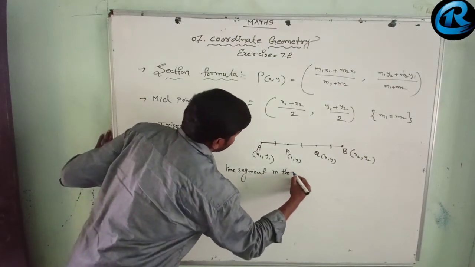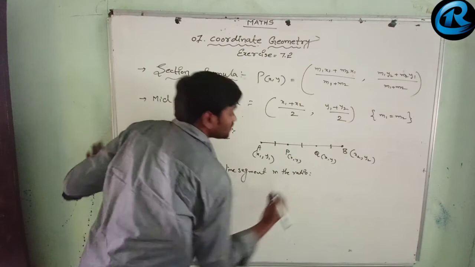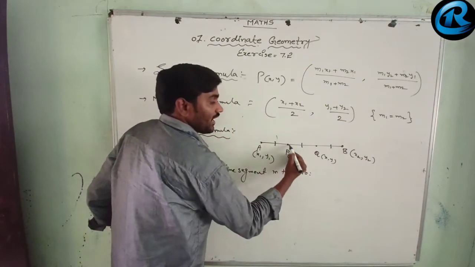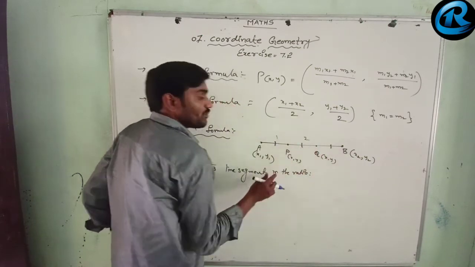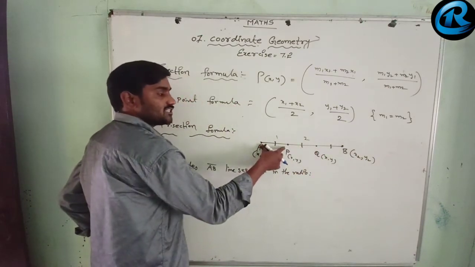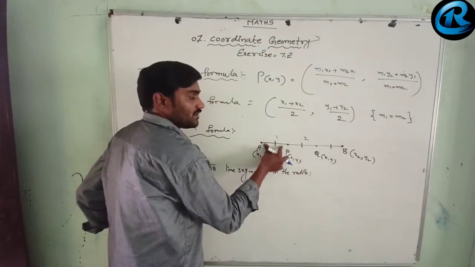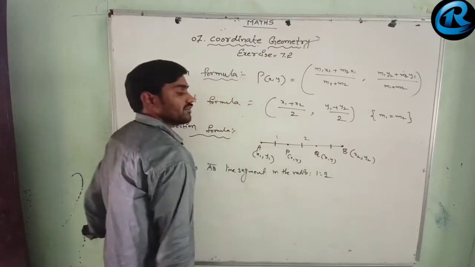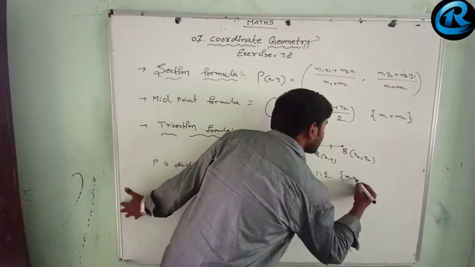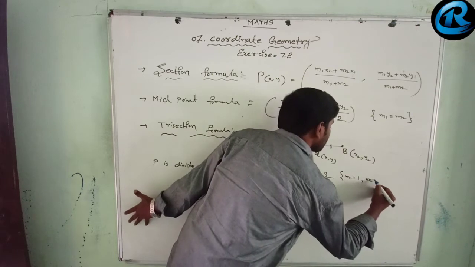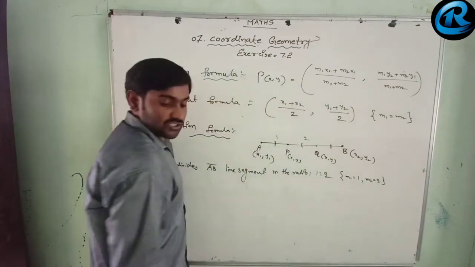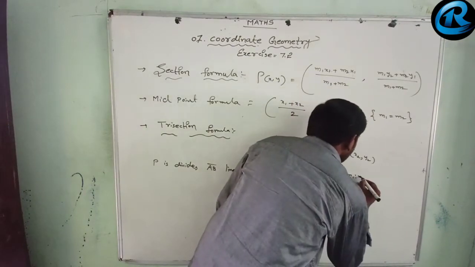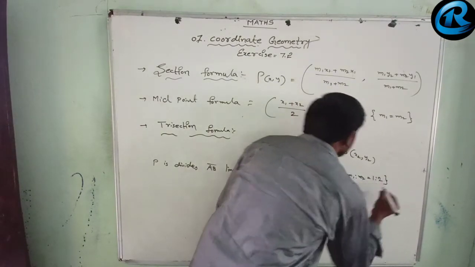in the ratio. What ratio does it divide? See, A to P is one part and P to B is two parts. So P divides the AB line segment with one part here and two parts there. So 1:2. The m1 value is 1 and the m2 value is 2. So m1:m2 equals 1:2.